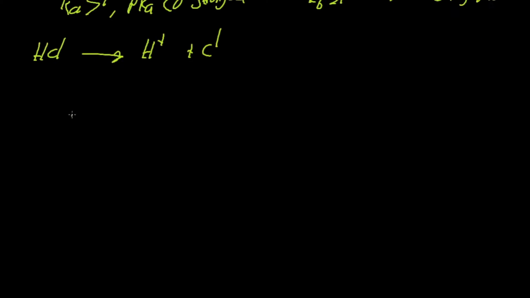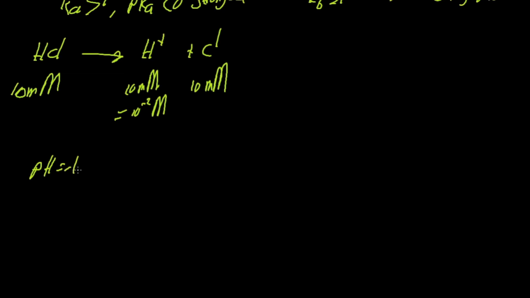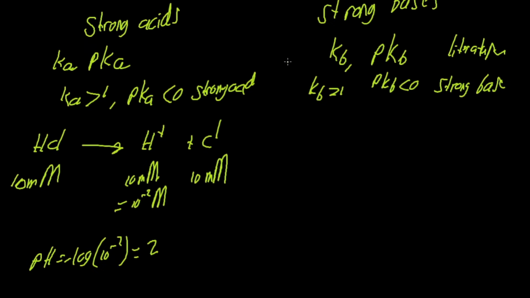So let's say you have 10 millimolar HCl, then you will get 10 millimolar H+ and 10 millimolar Cl-. Well, this is equal to 10 to the minus 2 molar. So your pH will be equal to the minus log of 10 to the minus 2, which equals 2.